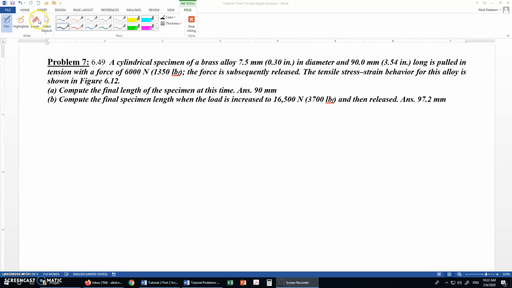So this problem is a cylindrical specimen of a brass alloy 7.5 millimeter in diameter and 90 millimeter long is pulled in tension with a force of 6000 Newton. The force is subsequently released. The tensile stress strain behavior for this alloy is shown in figure 6.12. Compute the final length of the specimen at this time. And in part B, compute the final specimen length when the load is increased to 16,500 Newton and then released.